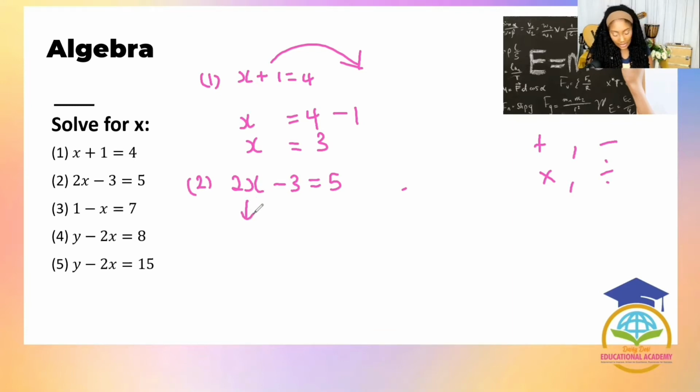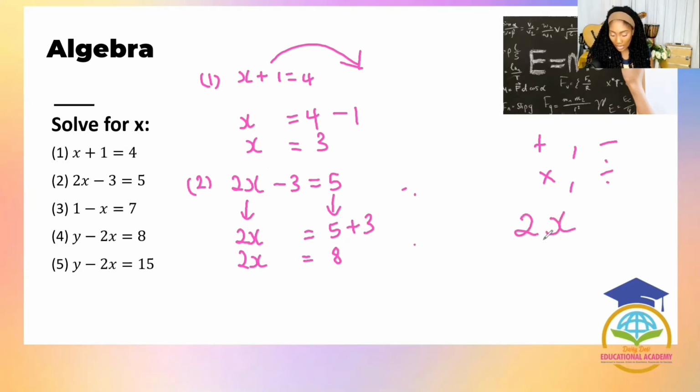So I bring down the 2x because we want the x's to stay on one side, right? I bring back down my 5 because the 5 is staying on that side since it is on the correct side already. And this negative 3, I want to bring it across. So the opposite of negative is positive. So the negative 3 becomes positive 3. So we have 2x equals 5 plus 3, which is 8. Now the opposite of multiply is divide. Now we have 2x.